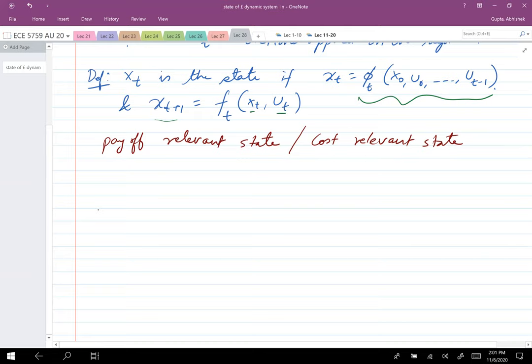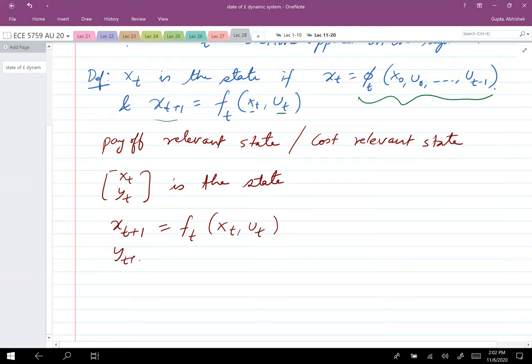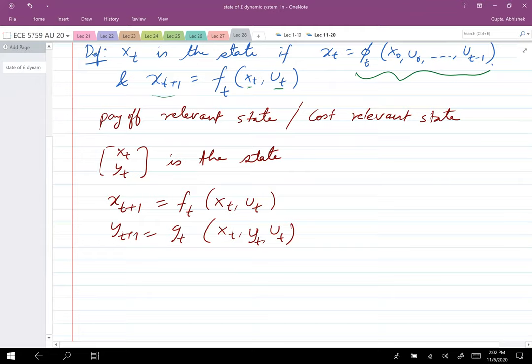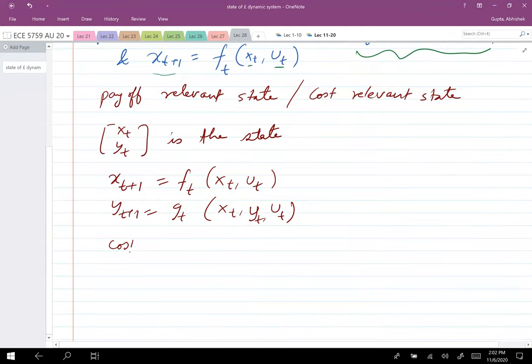The formal definition is very mathematical, so let me define it in the following way. Let's say you have a state: xt plus 1 is a function of xt comma ut, yt plus 1 is a function of xt comma yt comma ut, and then the cost function c of t is a function purely of xt and ut.